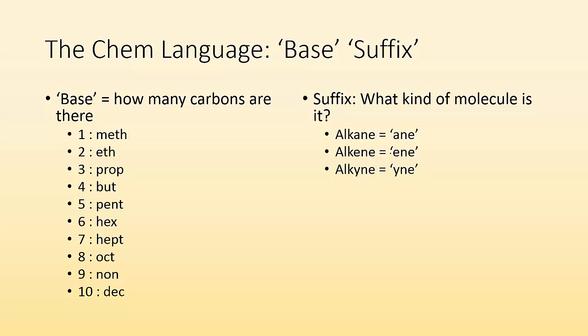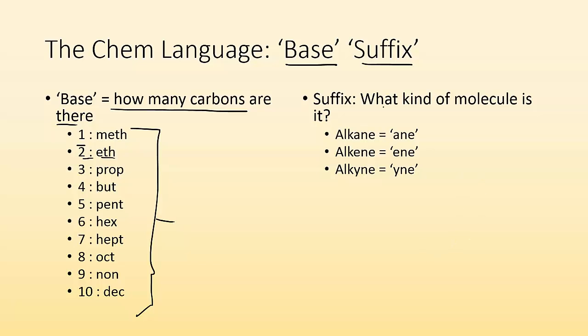When we're naming these things, it's going to follow a general pattern of base and then the suffix. The base is basically just going to tell you how many carbons are there. If I've got a molecule, how many carbons are there? We have all of these prefixes for the base. If there's just one carbon, it'd be meth. 2 will be eth, 3 prop, 4 but, 5 pent, 6 hex, 7 hept, 8 oct, 9 non, and 10 dec. So we're going to use all those.